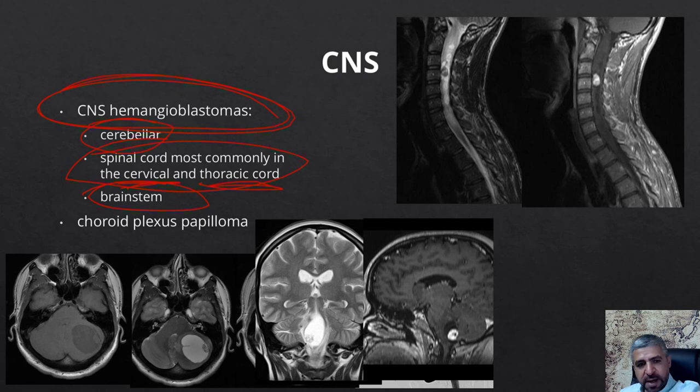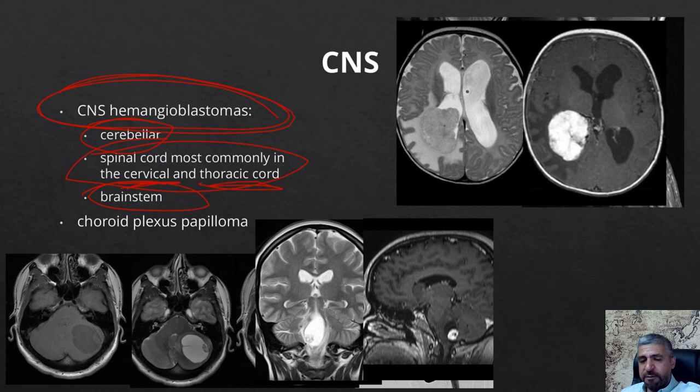Also, we have a brainstem type. This is the brainstem type. It's also the same feature of a cyst with a mural nodule that shows intense post-contrast enhancement. Also, we have what's called the choroid plexus papilloma, and I will not discuss it in detail. However, it's a lesion in the choroid plexus showing marked, intense post-contrast enhancement, with dilated ventricles due to hydrocephalus caused by overproduction of CSF from the papilloma.